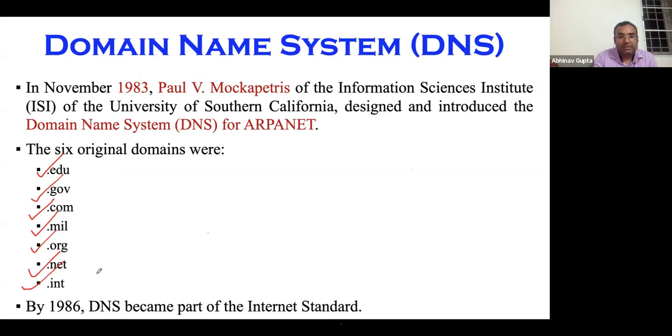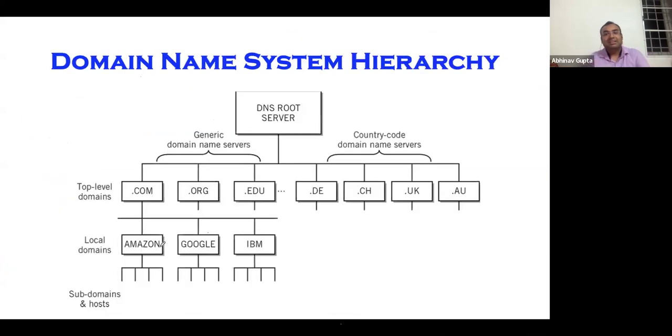Okay. So these were the 6 original domains which were created. There were various others. Now these could be generic domain names or they could be country specific domain names, like I talked about nls.ac.in. So what we are able to see, ac is academic institution, and .in means an Indian institution. Are we able to understand?